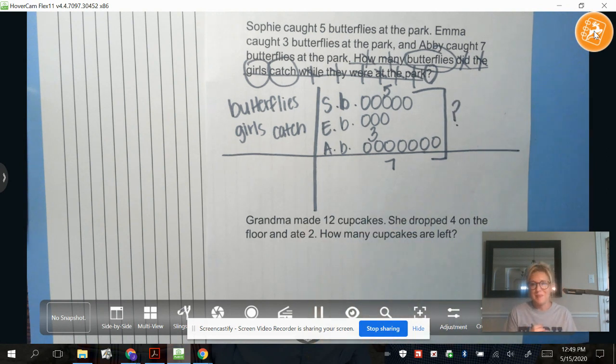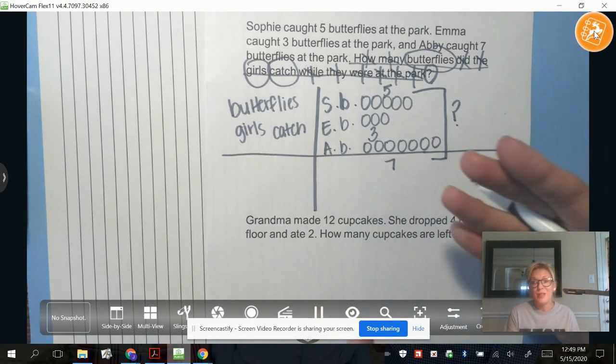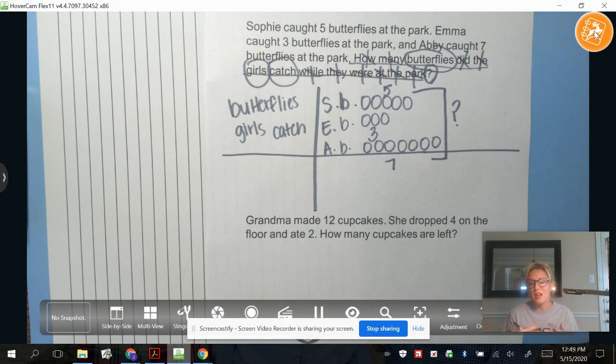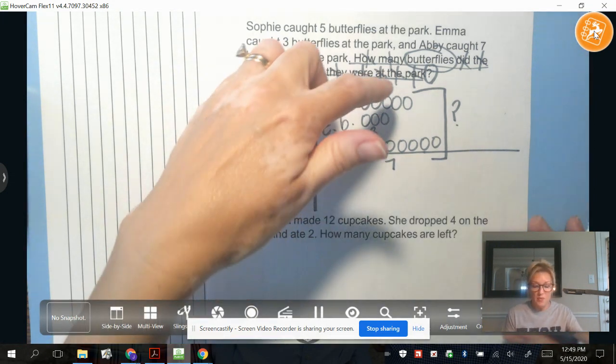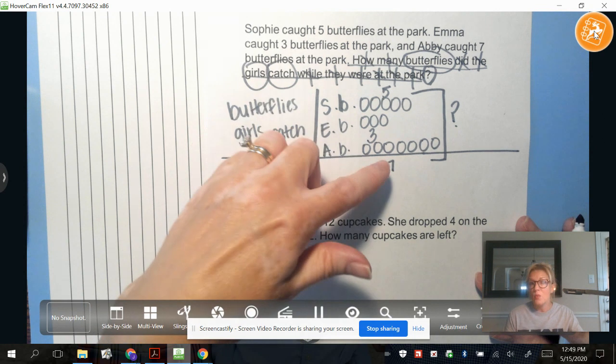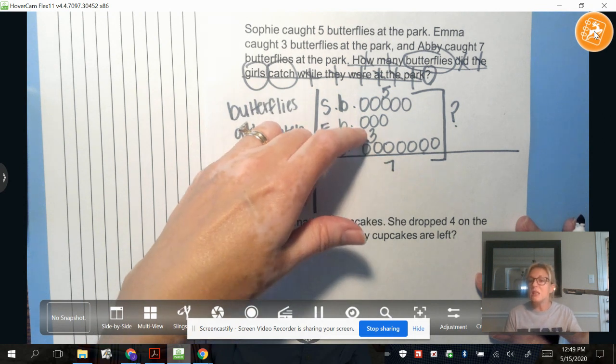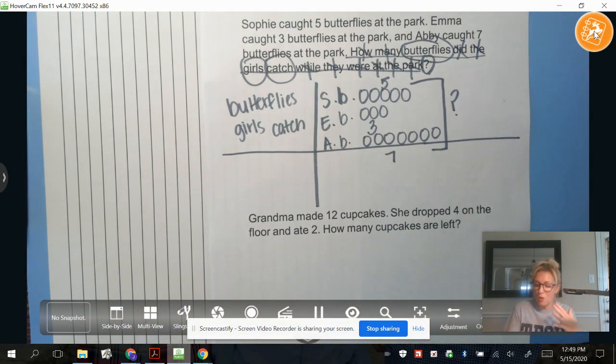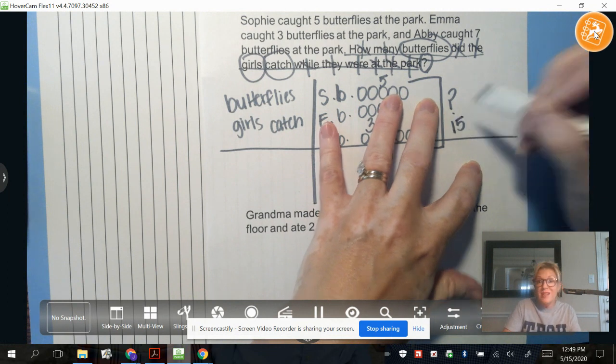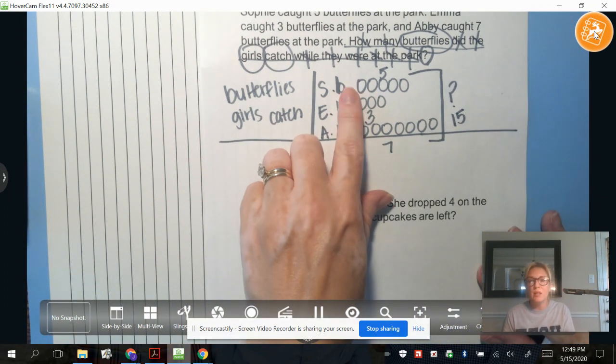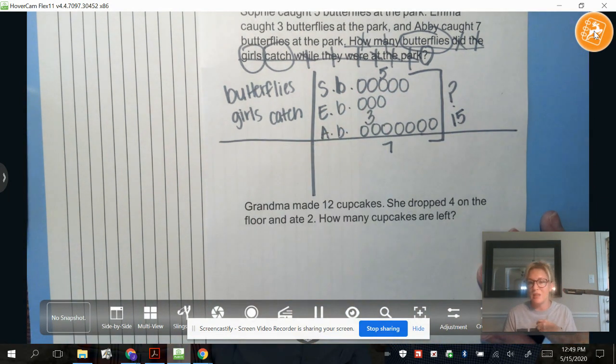Now, what do you see? I see 3 and 7 are friends of 10. And I know that 10 plus 5 is 15. So I want you to use what you know about friends of 10 or even doubles and doubles plus 1, because we could look at it this way as well. 5 and 3 is 8. We know that 7 and 7 is 14, plus 1 more is 15. So tackle this however you want to. If none of that makes sense to you, then you would want to count them individually until you get to 15.